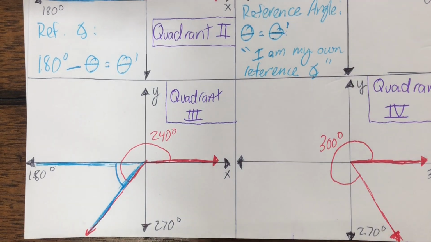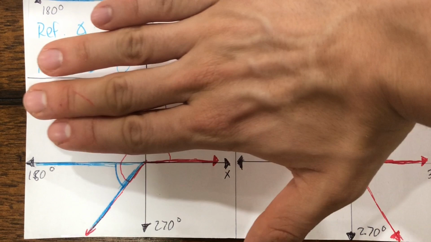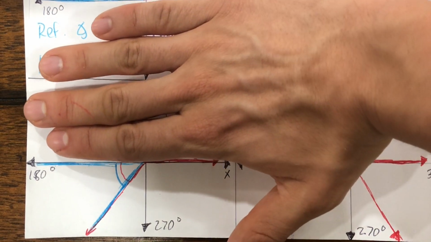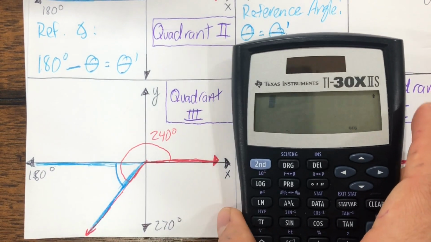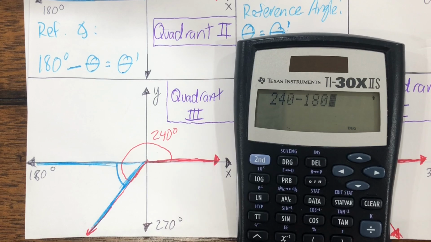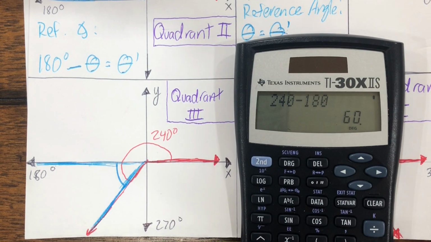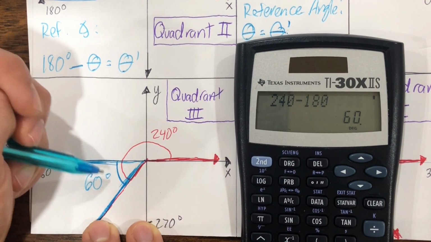What I can do is take the given angle measurement and take out half of the circle, which is 180 degrees. So in my calculator, if I do 240 minus 180, I get 60 degrees. That means that my reference angle for 240 is 60 degrees.